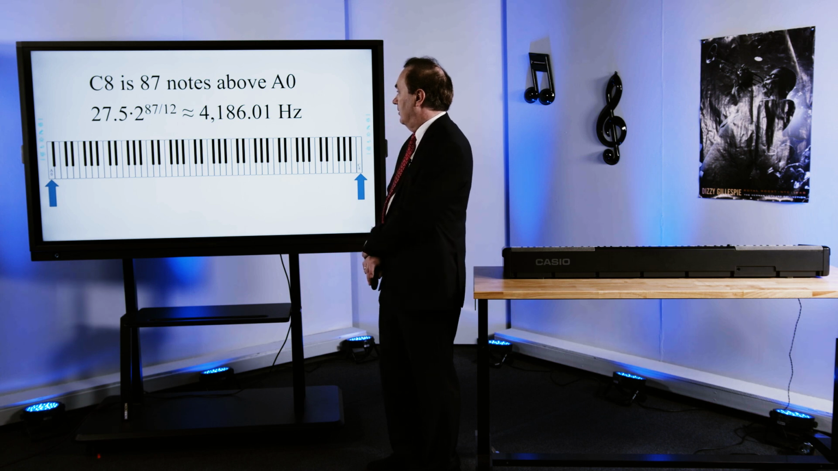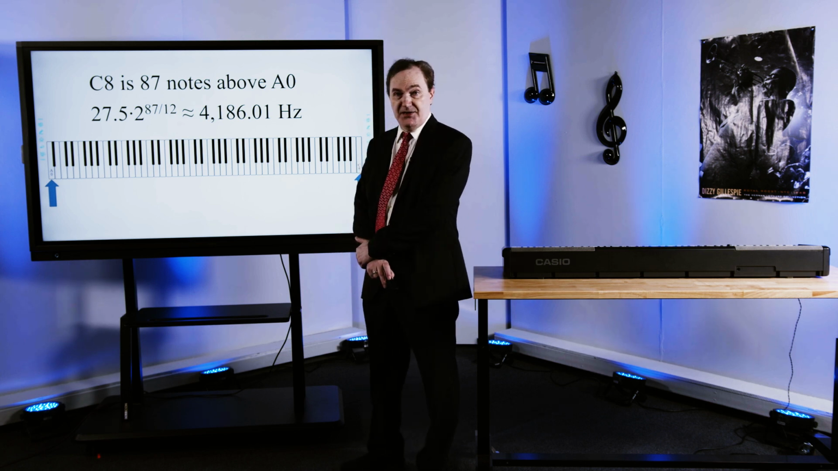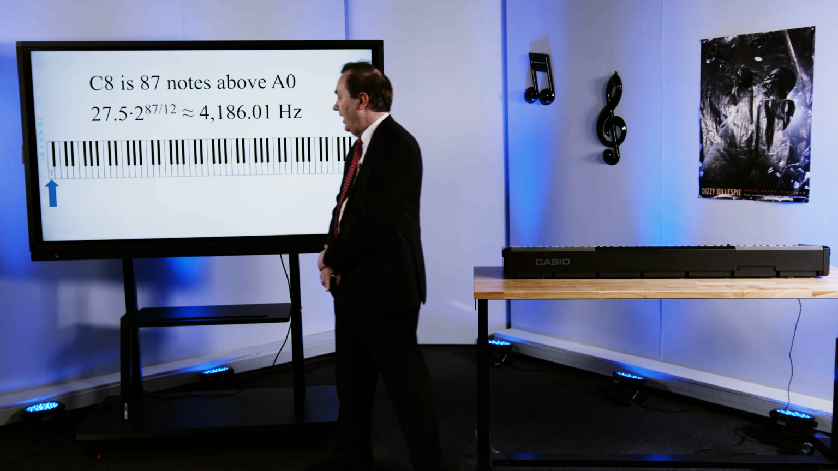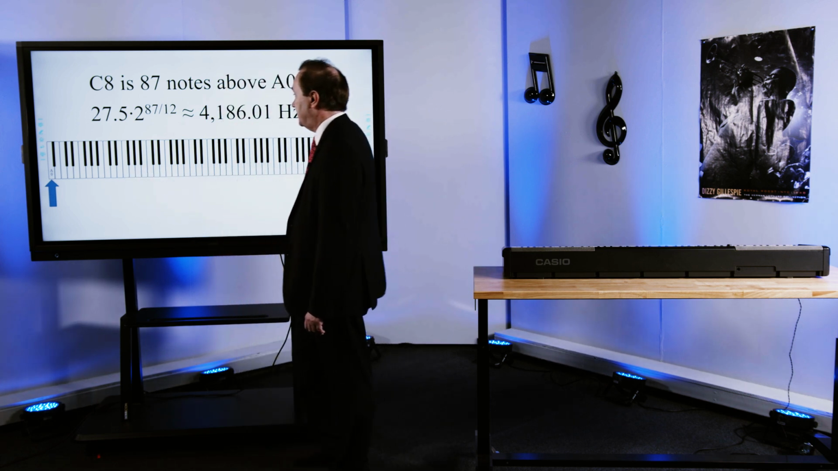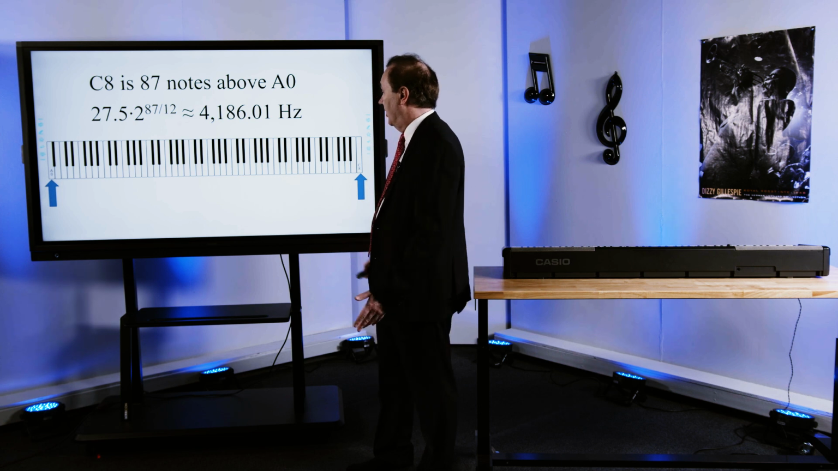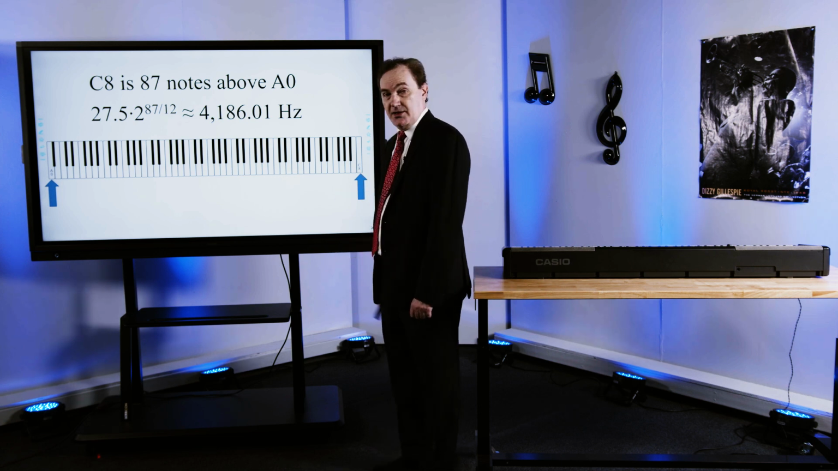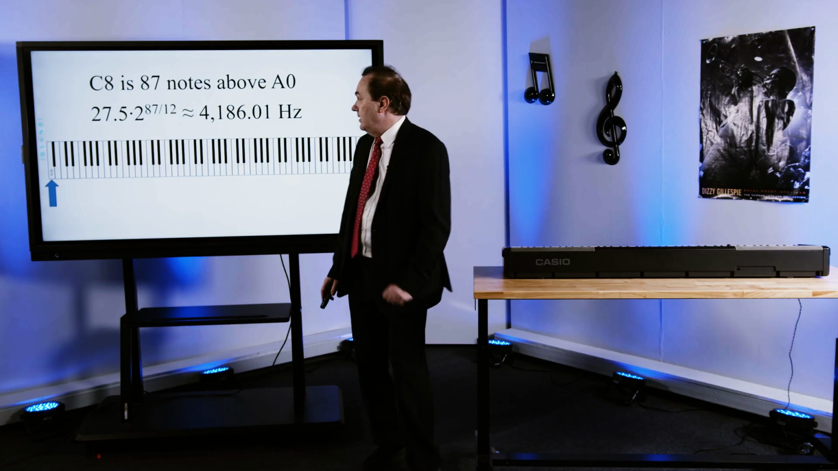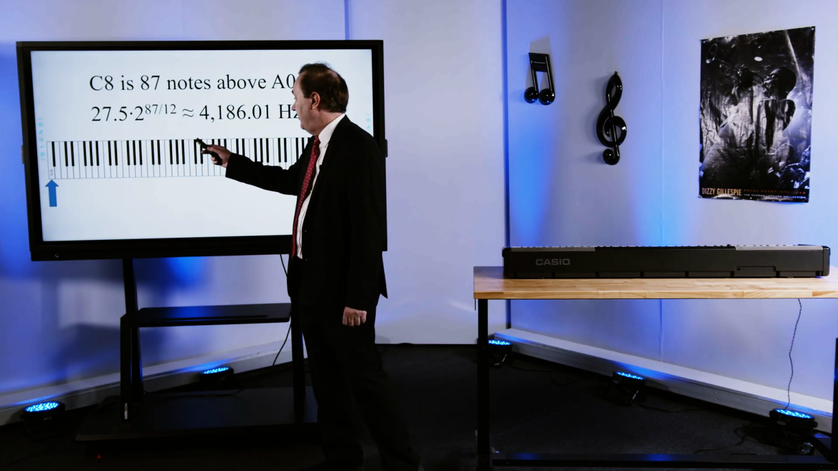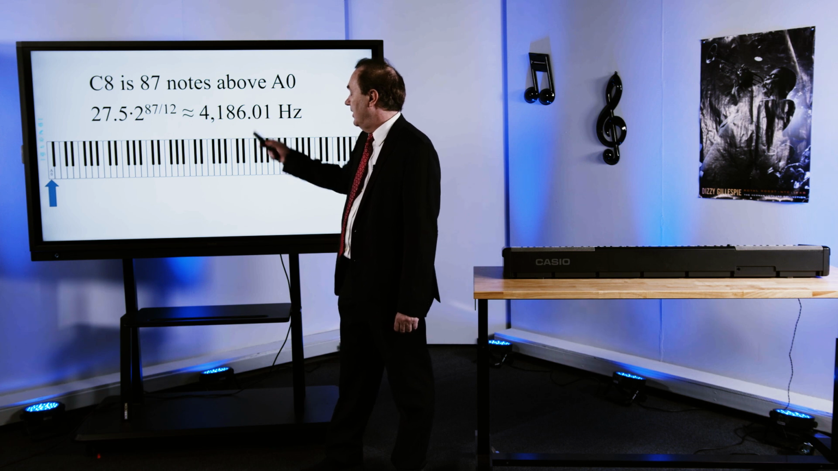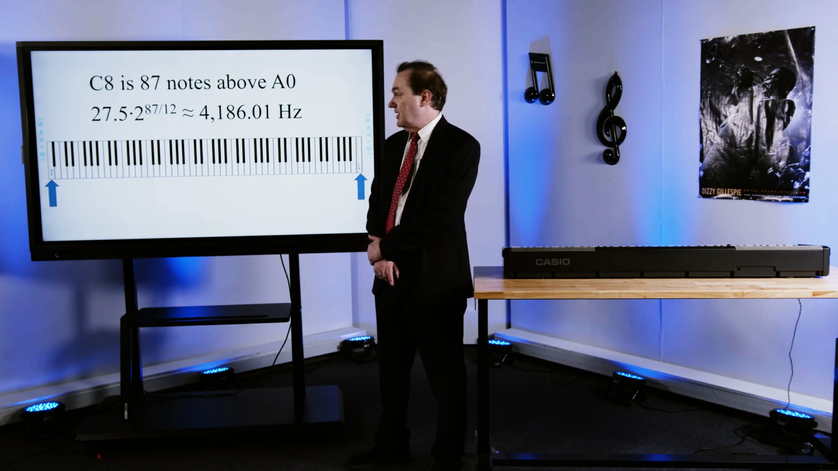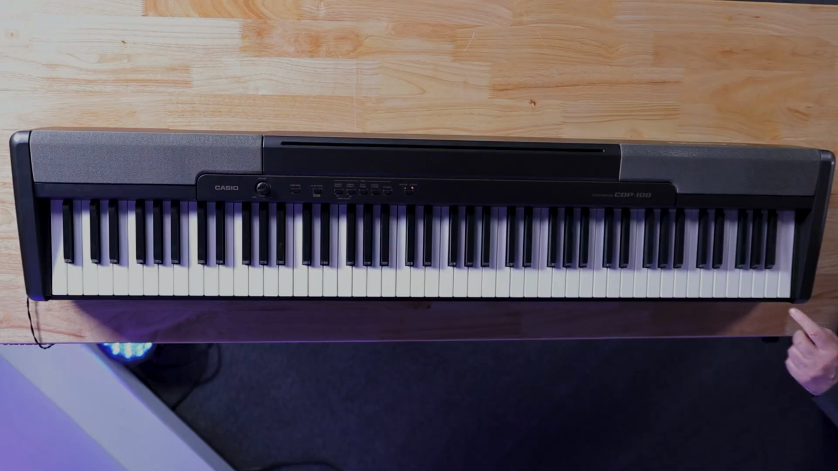Now, we know that there are 88 keys on the keyboard, and the top note is C8. And since the bottom note is A0, C8 is 87 notes above A0. So if I want to calculate the frequency of C8, that's this note, then we take 27.5 times 2 to the 87/12ths, and that gives us 4,186.01 hertz. That's the frequency of our top note, C8.